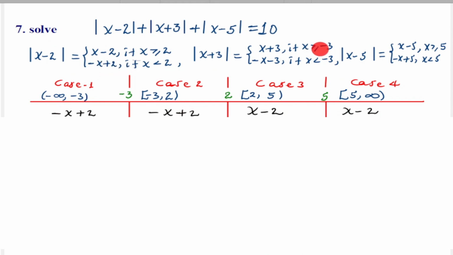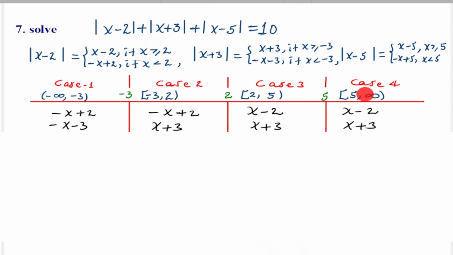When x is greater than or equal to minus 3, for these 3 cases, x is greater than minus 3, so we write x plus 3, x plus 3, x plus 3 here. For this case, x is less than minus 3. So when x is less than minus 3, the output of this absolute value is minus x minus 3. Minus x minus 3 here.